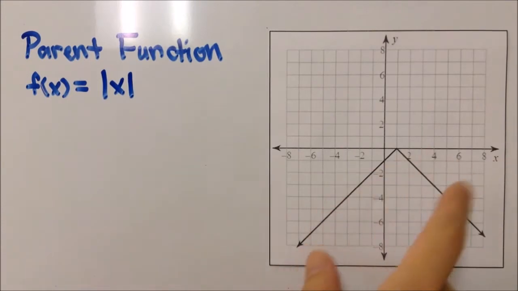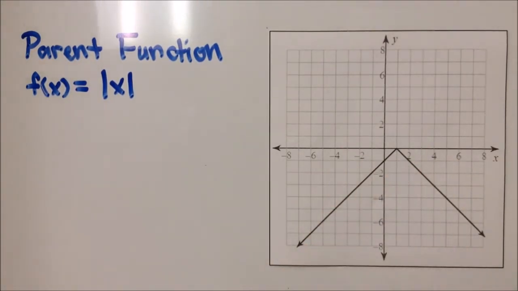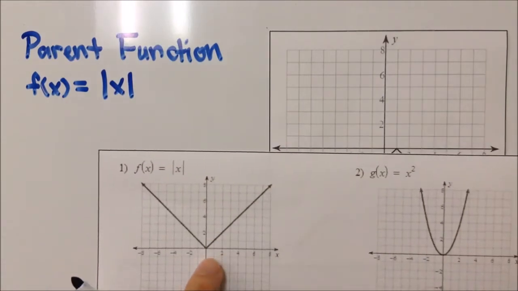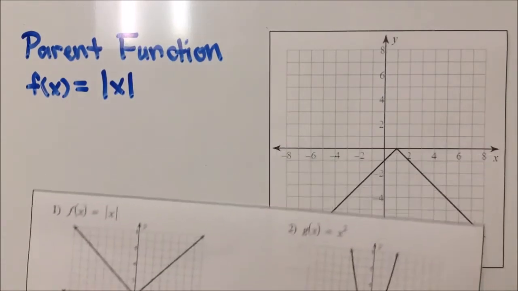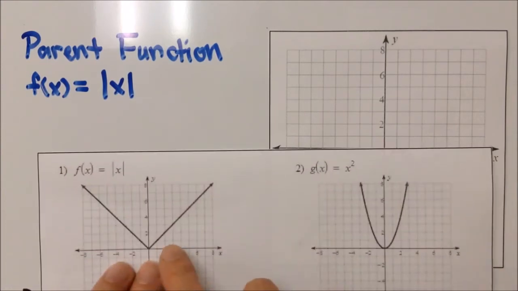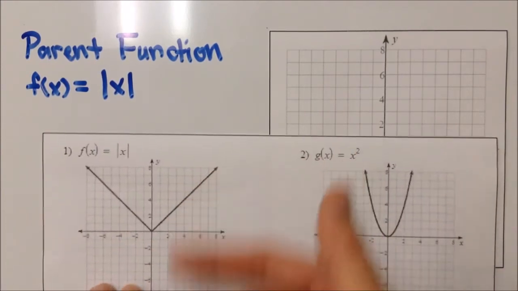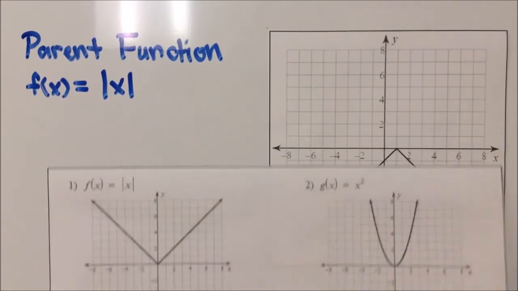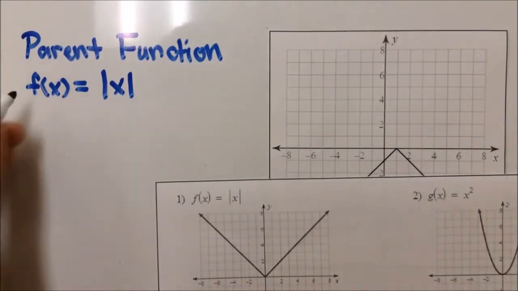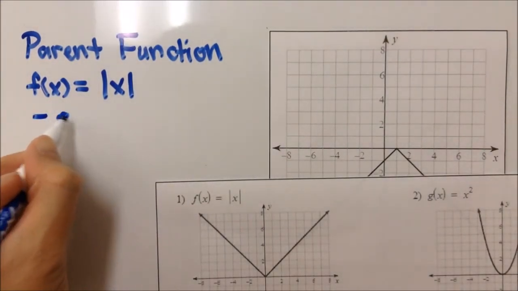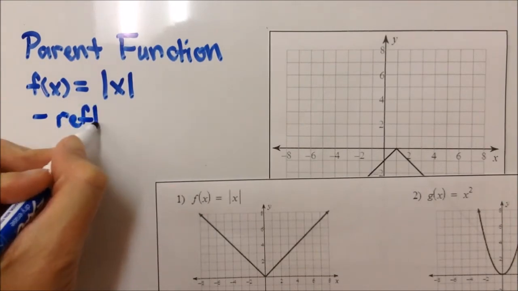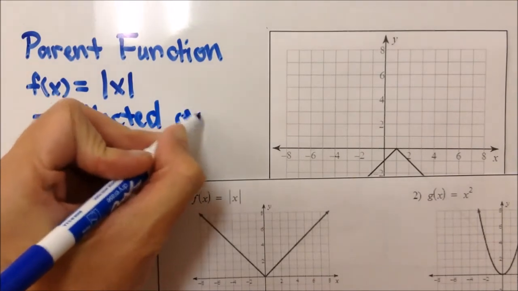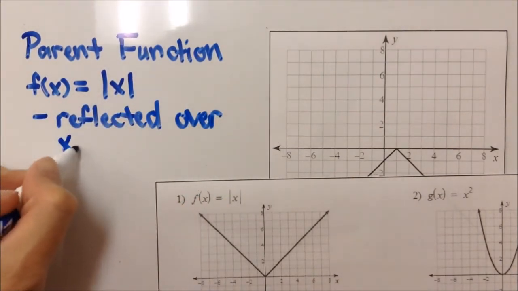Now, let's see the transformation. If we compare it with the parent function, which is right here, we notice that it's flipped or reflected over the x-axis because it's facing the opposite direction. So, let's say that it's reflected over x-axis.